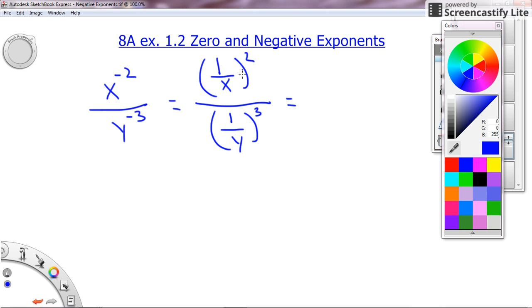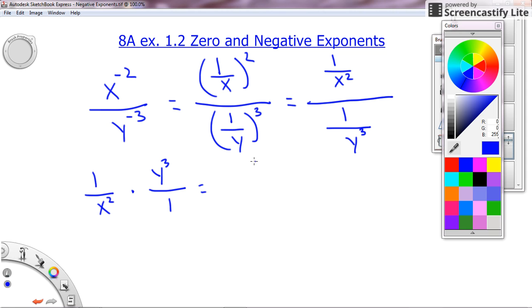You can already see that this is getting to be a mess. So now this is going to be 1 over x squared on top, and 1 over y to the third power on the bottom. I'm dividing a fraction by a fraction, so I'm going to flip and multiply. This is 1 over x squared times, if I flip this over, y to the third over 1. And what I get is y to the third over x squared.